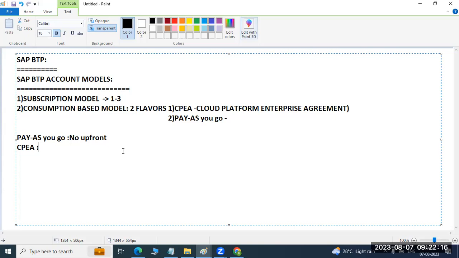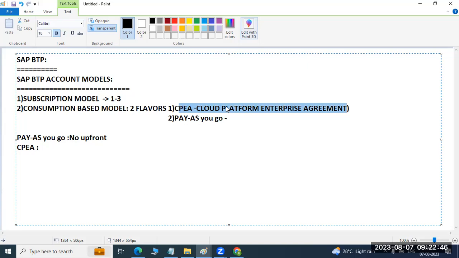You can get the top credits. You will get some credits and some discounts from SAP when you take this agreement. So there is an annual commitment of services, a prepaid investment in the form of cloud credits. Maybe yearly, as per the agreement, you have to use this much amount of services. So like that, you will get the CPEA, Cloud Platform Enterprise Agreement.